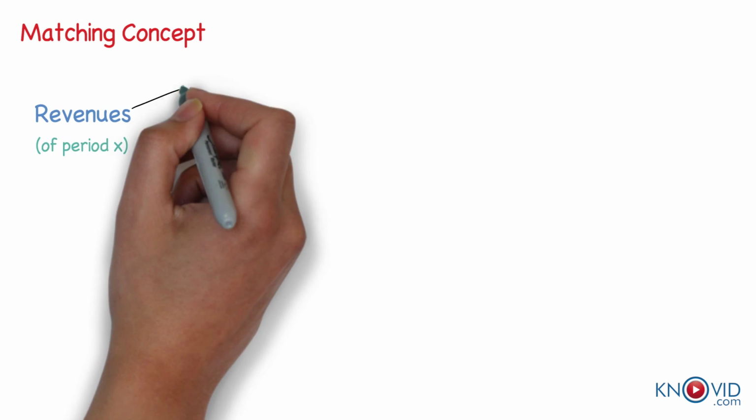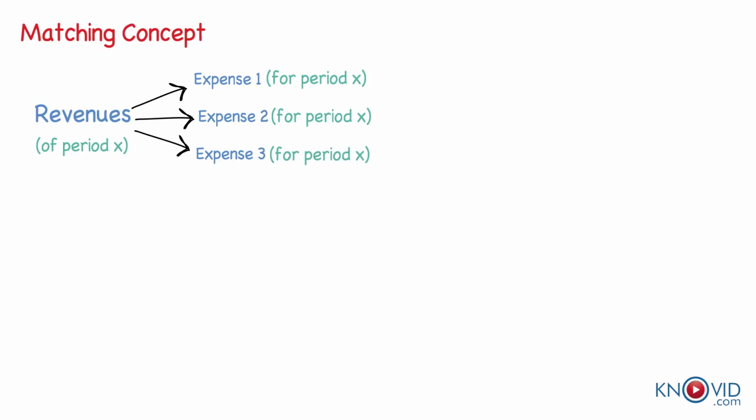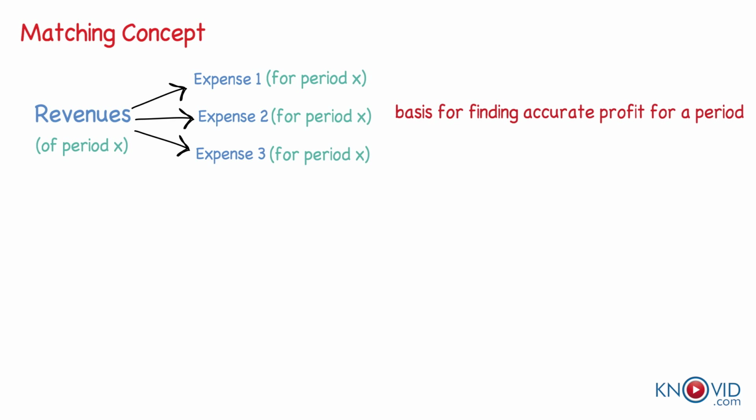Matching concept requires revenues and any related expenses to be recognized together in the same period so as to ascertain the result of the business concern. It is the basis for finding accurate profit for a period, which can be safely distributed to the owners.